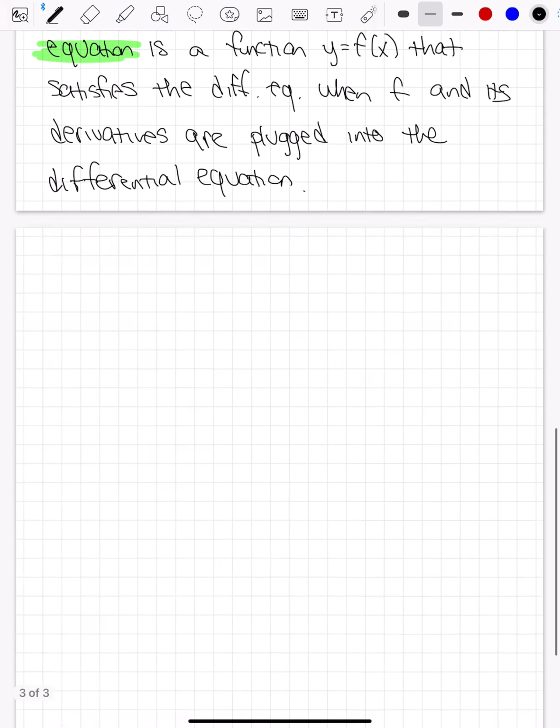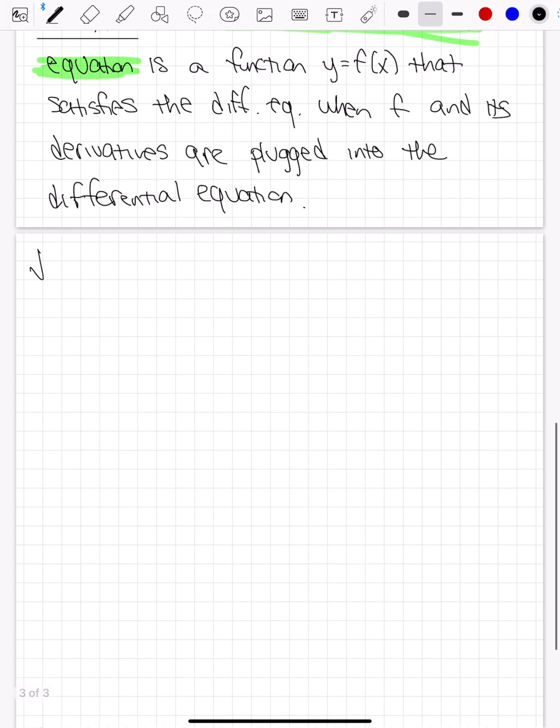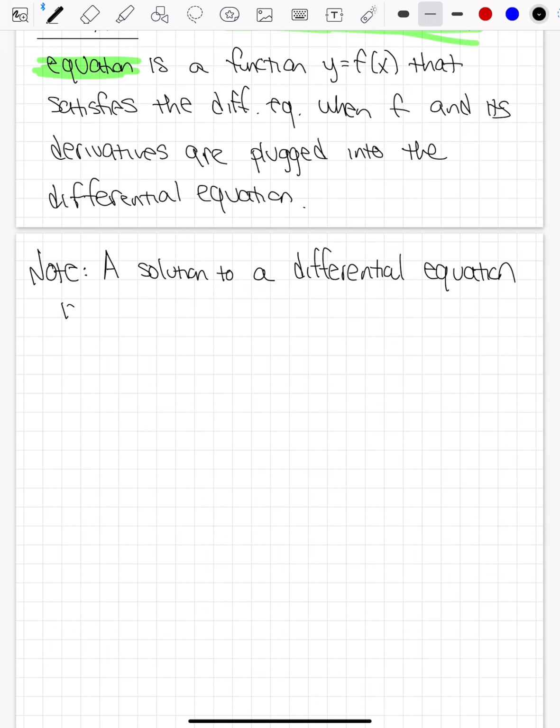And one thing that's important to note before we do an example is that solutions to differential equations are not unique. Solution to a differential equation is not unique. Why? Well, remember the derivative of a constant is 0.